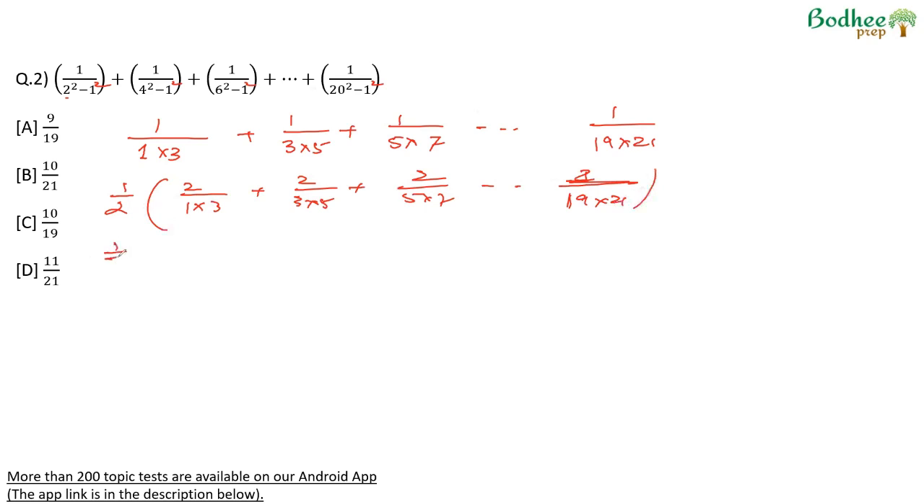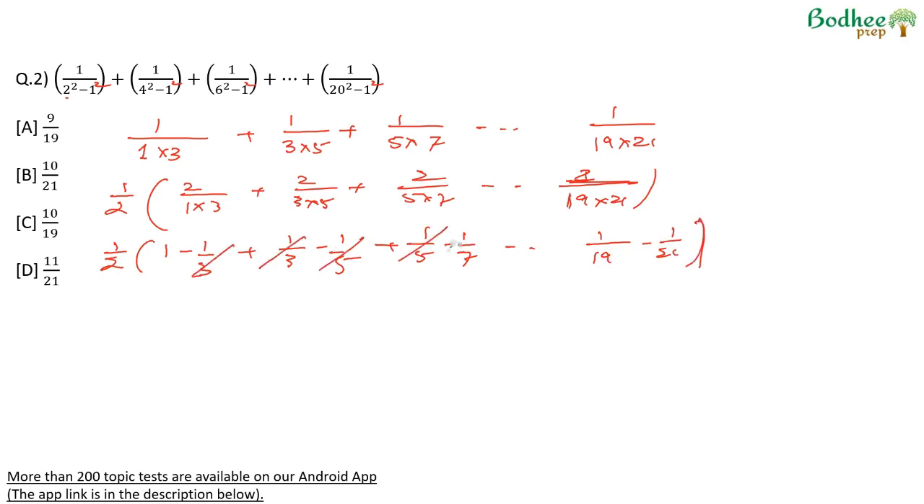The first term can be written as nothing but 1 minus 1 by 3, the next is 1 by 3 minus 1 by 5, plus 1 by 5 minus 1 by 7, and so on till 1 by 19 minus 1 by 21. As we can see, minus 1 by 3 plus 1 by 3, minus 1 by 5 plus 1 by 5, minus 1 by 7 will cancel out till minus 1 by 19, and the terms that we will be left with are 1 by 2 into 1 minus 1 by 21.